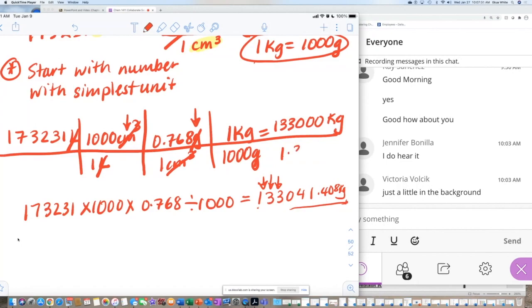You can write it as 1.33. Hold on. Okay. Move the decimal, right? 1, 2, 3, 4, 5 times 10 to the power of 5 kilograms. So you can write it like the top number, like this, or like the bottom number, whichever is easier. Okay. Any questions about this?